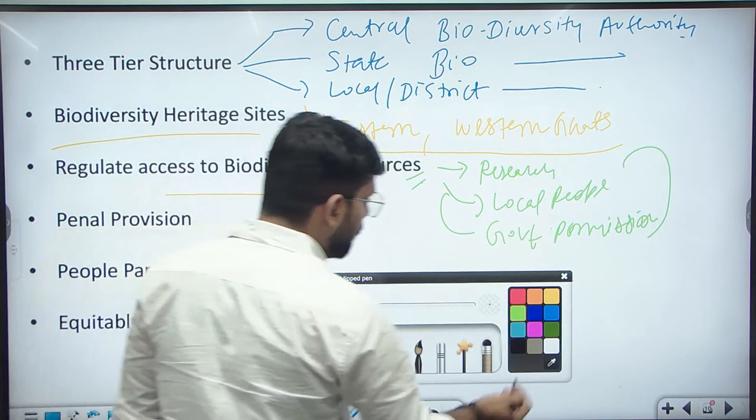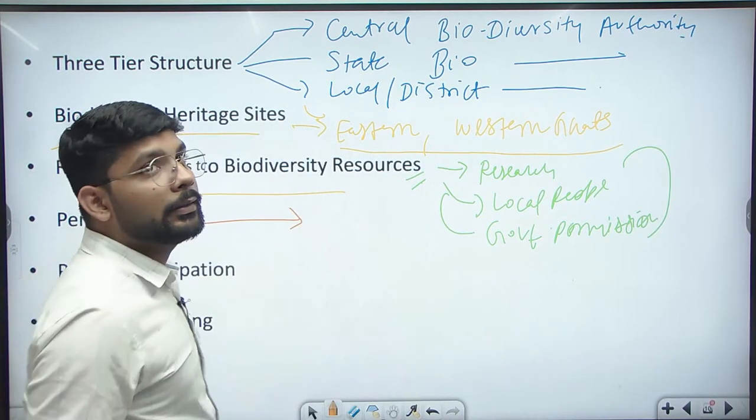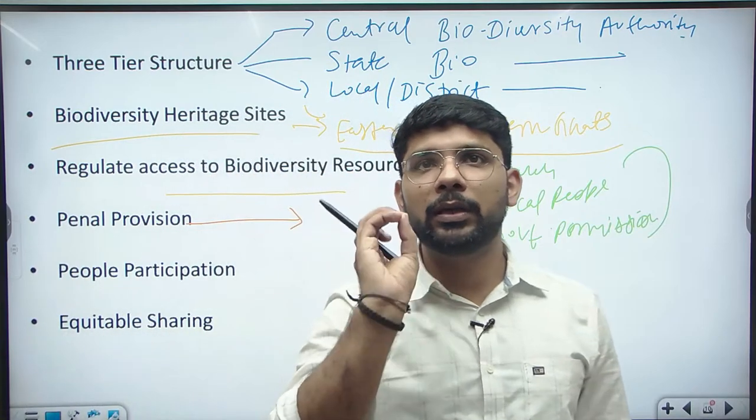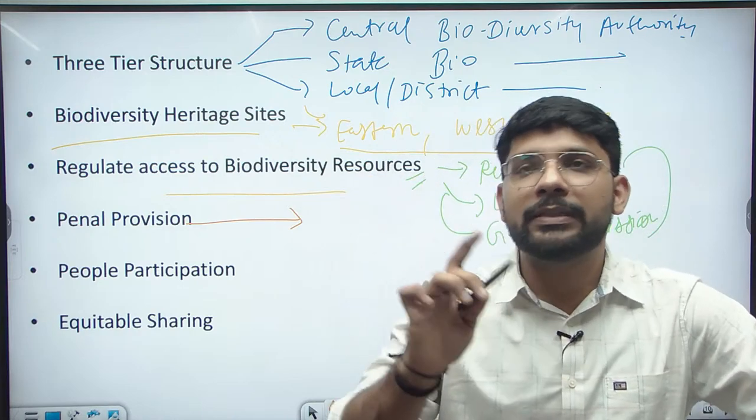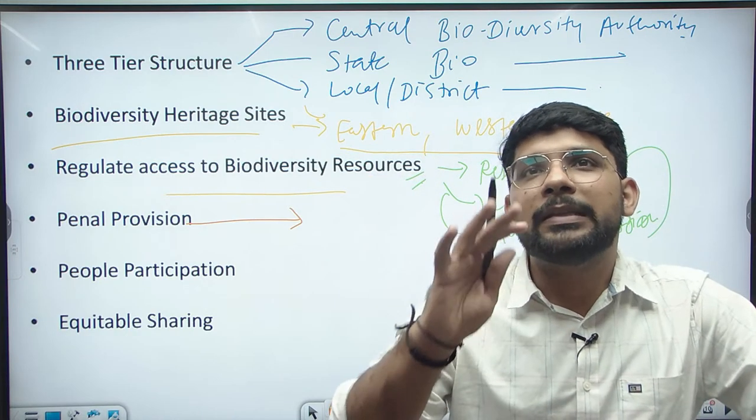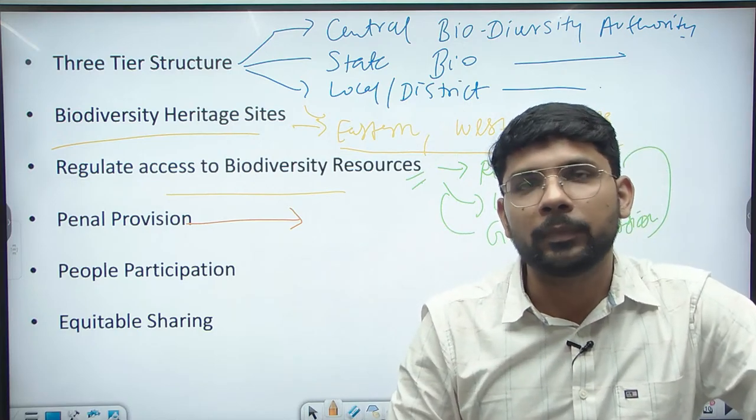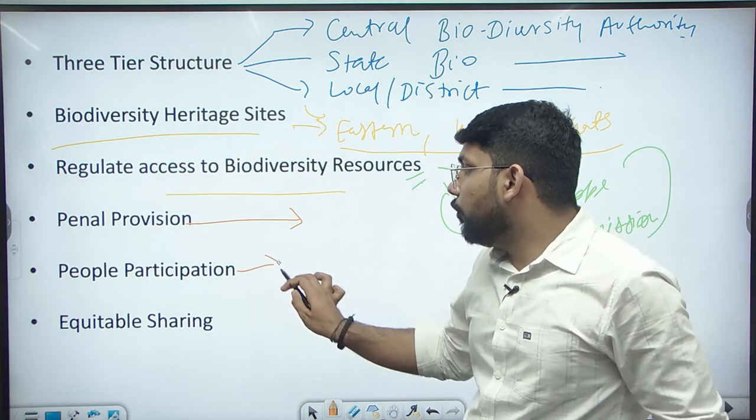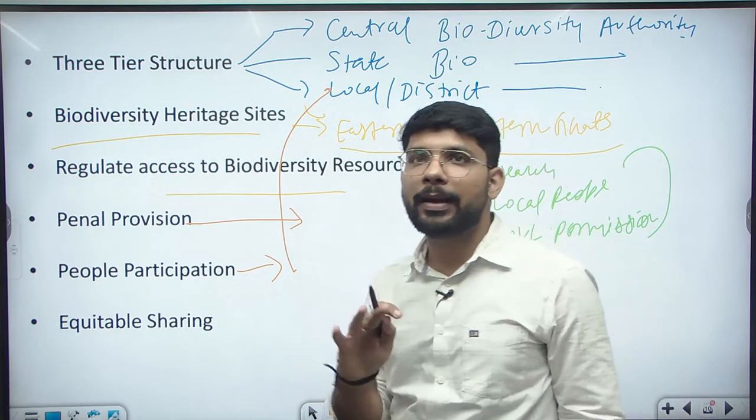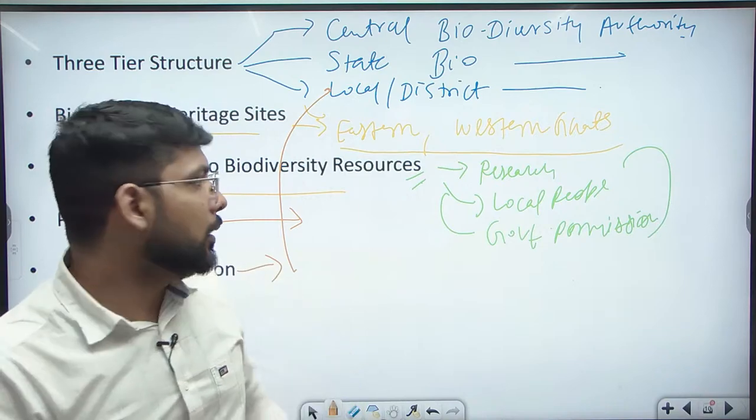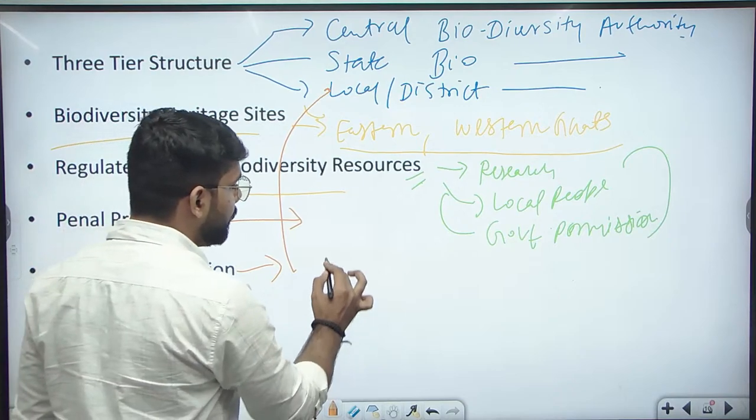In the next case, we will write about the penal provision. The Act mentions specific provisions if any person is not following the Biodiversity Act of 2002. So there is a penal provision also. The provision of fine and the provision of jail, both are there. It also involves people participation. In the local district biodiversity authority, there is people participation, through the people's biodiversity register.